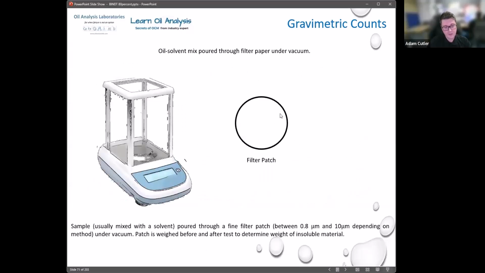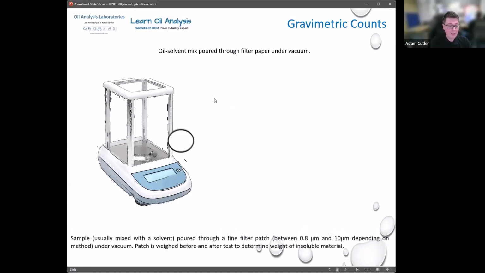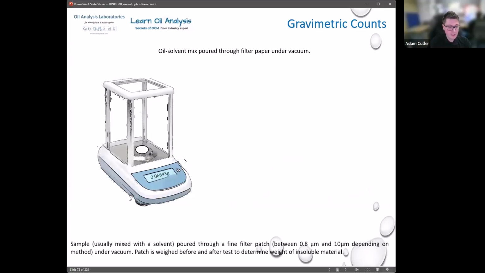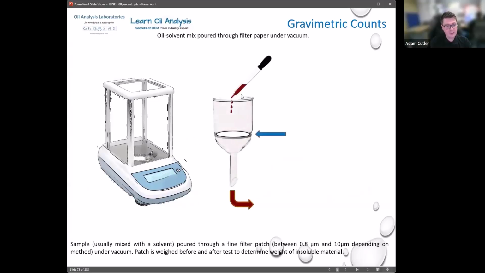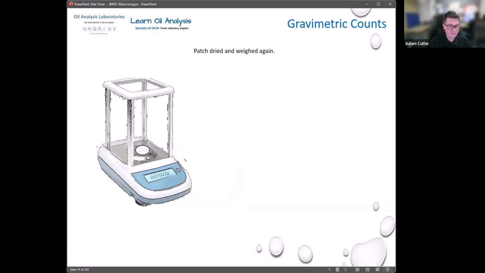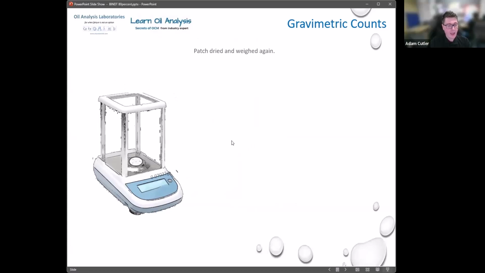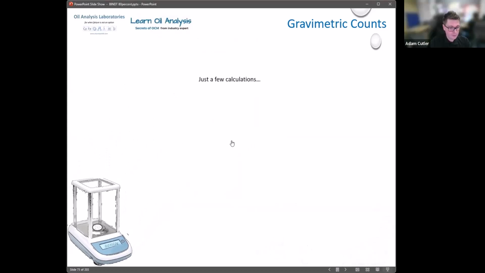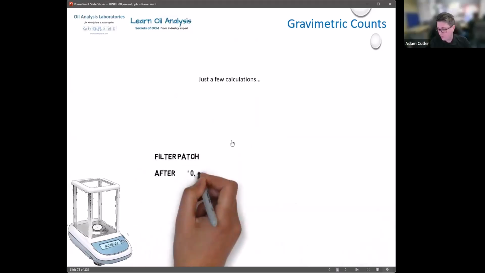Then we can do it by weight, so we don't have to measure it by inspecting it. We can do it by filter patch. If we take a filter patch, we weigh the patch first of all, to get a weight for it. Then we pass the sample through under vacuum and we capture the debris. You can see the debris collecting on here as we're collecting it. Then we can weigh it again, and then effectively weigh the difference with just a few calculations. So I'll just let those calculations load on screen for you there.